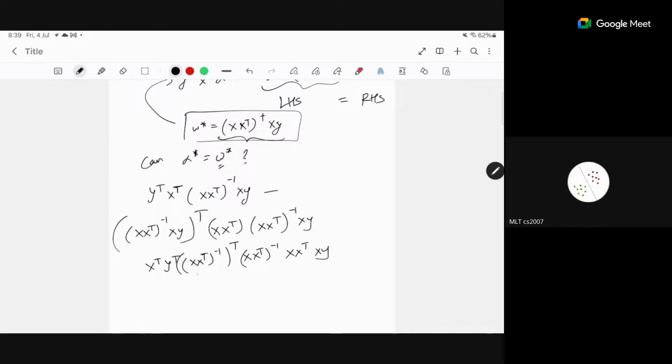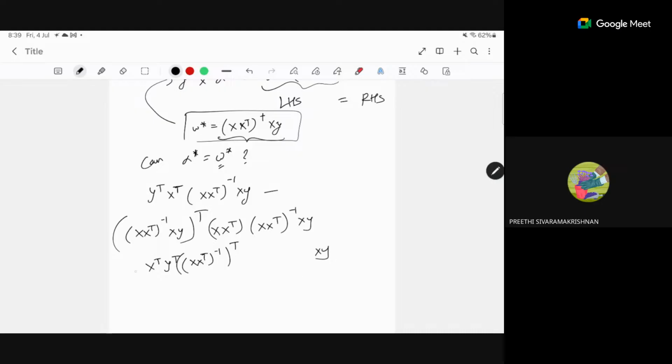What about this part? Basically it is A transpose A inverse, so it will be I. I think this is going to be I, right? Yes, that will be I.